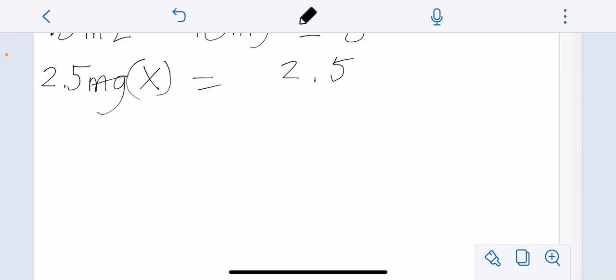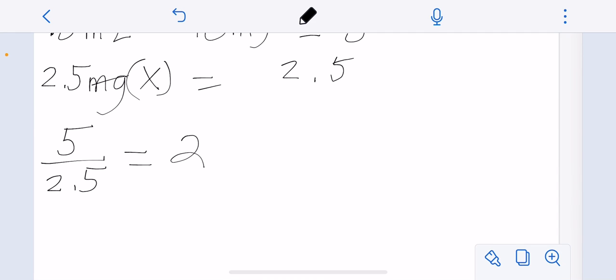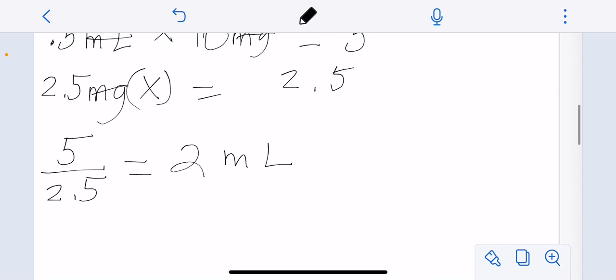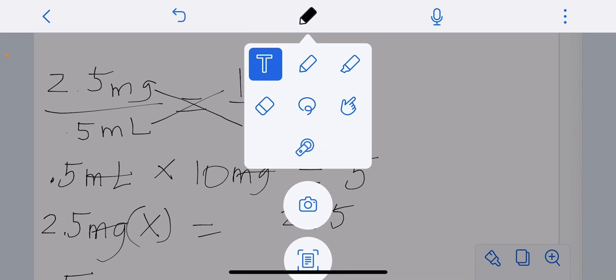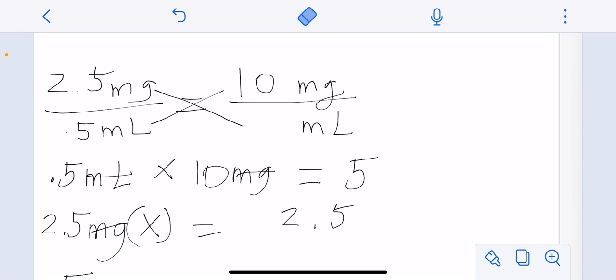Now that we have that, we're going to divide 5 divided by 2.5, and that's going to yield you 2. So 2 milliliters. Remember, you can go back and plug in to check to make sure that is correct. So if you divide 10 by 2, that's going to give you 5. And if you divide 2.5 by 0.5, that's going to give you 5 as well.